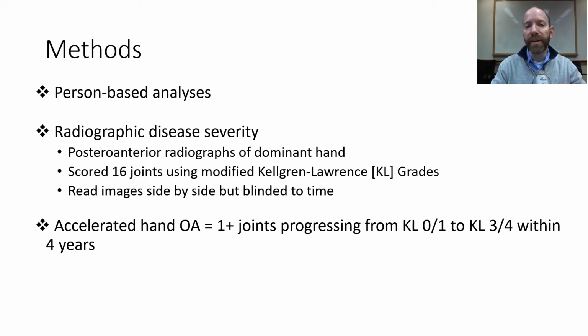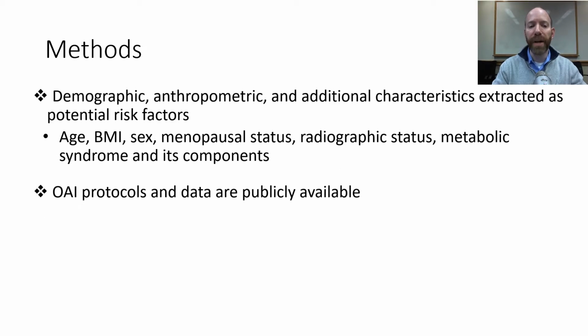We defined accelerated hand osteoarthritis as having one joint or more that progressed from a Kellgren-Lawrence grade 0 or 1, which would be a normal appearance, to 3 or 4 within 4 years. Hence, this would require a person to develop definite osteophytes and definite joint space narrowing. We also extracted demographic, anthropometric, and additional characteristics from the publicly available data set and considered these as potential risk factors. The OA protocols and data are publicly available online.